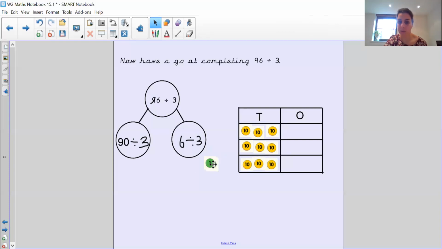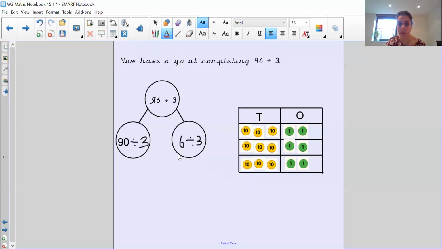Now I'm going to do my ones. So I should have 6 ones. 1, 2, 3, 4, 5, 6. Then we look at how many is in one row. 10, 20, 30, and 2 ones. So it's 32. And I can see from looking at that they've all got the same amount, so that also works. So the answer is 32.